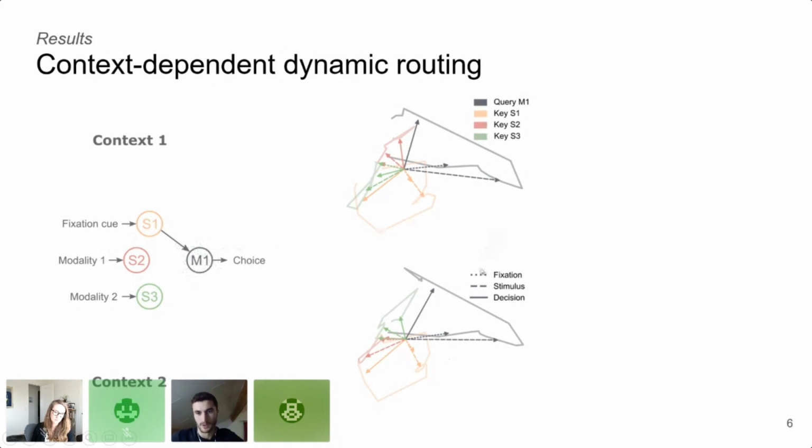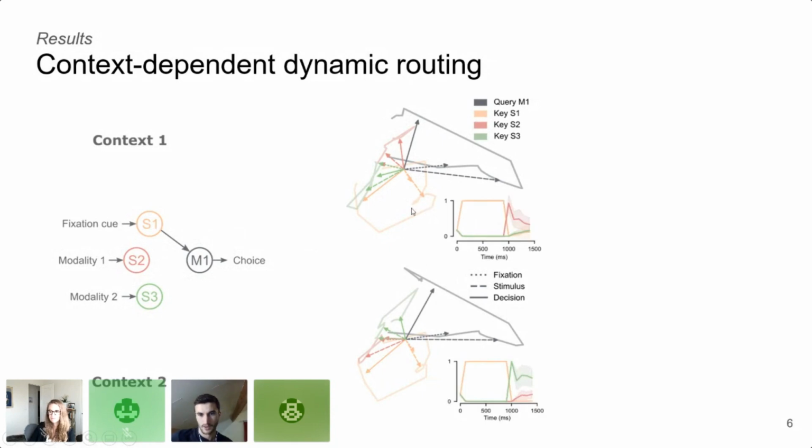For example, during the fixation period, at the very beginning of the trial, the query is here, the dotted arrow in black. That's the query of the motor module. And we see that it is the closest to the key of the first sensory module. That's why the communication at the beginning of the trial is from the first sensory module to the motor module. And as the trial evolves, the query of the motor module will move and the keys also. And during the decision period, near the end of the trial, now the motor module is attracted to the second sensory module.